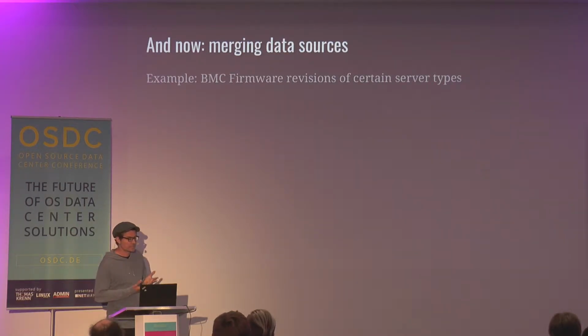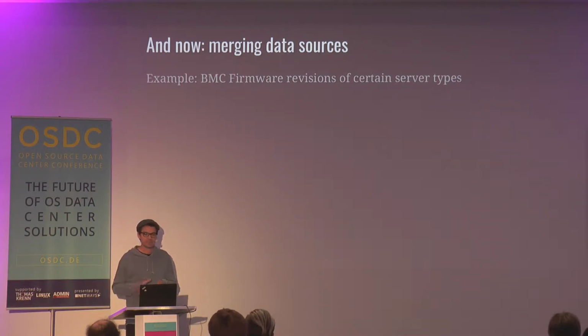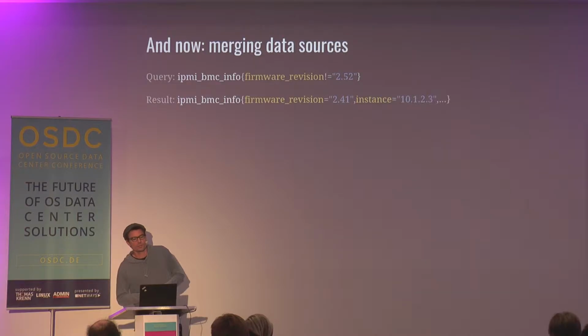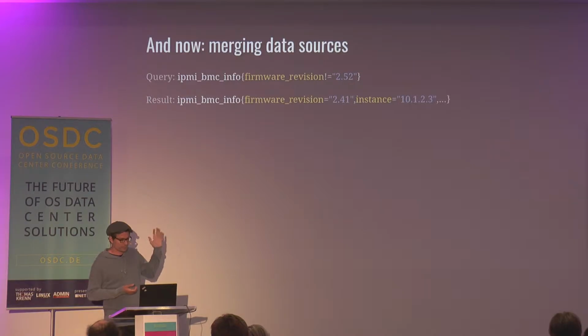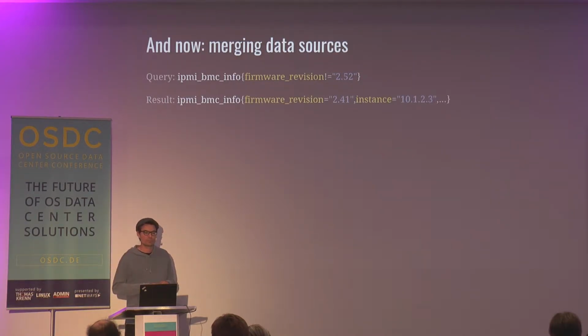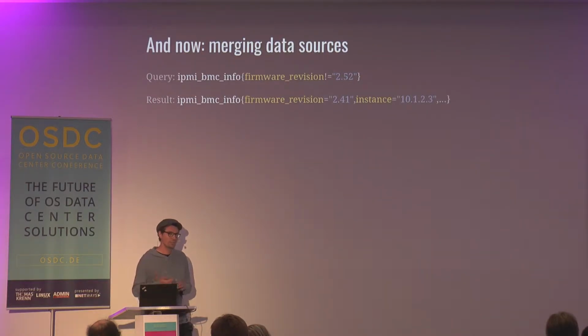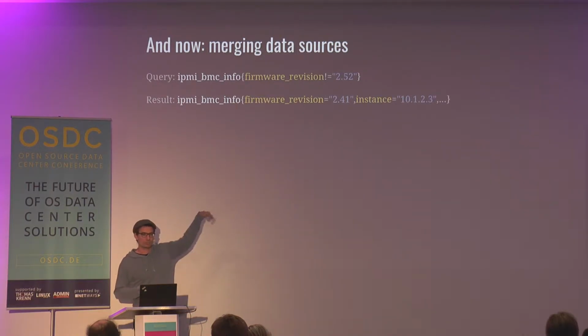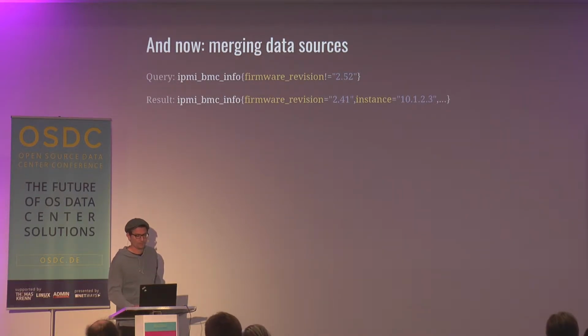So the example I'll be using here is imagine we want to find out all the servers of a certain type that are not running the latest revision of the baseboard management controller firmware. So what's not running the latest firmware revision? This is very easy to figure out. It's kind of the same example we just used previously. We just query for all the hosts that don't run what we know to be the latest revision. The result would actually be a whole list of things, but I'm just including this one example here that we'll get back to in every query, basically.